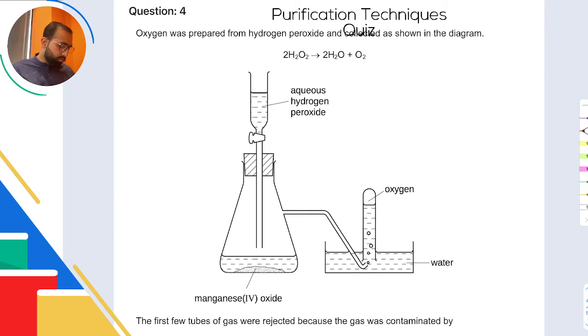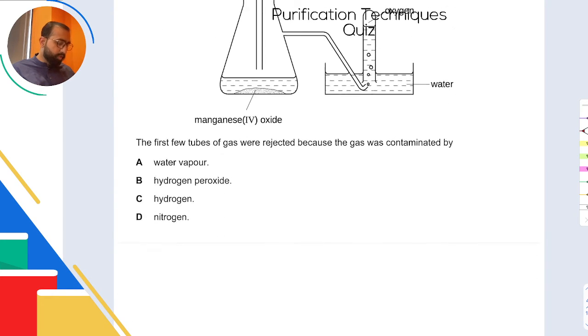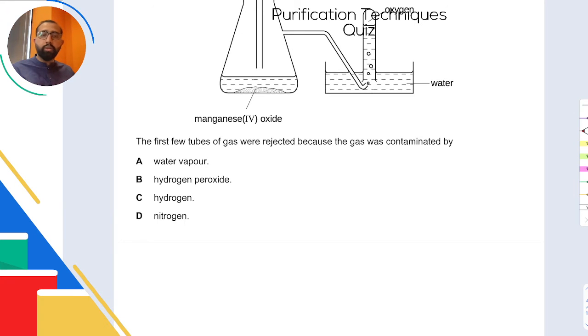So for example, if this started off when water was not completely filling the test tube, then any oxygen that's coming in might also be mixed with nitrogen from the air or other gases that you have. All right, so let's look at the question. The first few tubes were rejected because the gas was contaminated. All right, so we just talked about it. The answer should be nitrogen, because before the oxygen comes in, it is possible for nitrogen from the air to also come in and collect over water here. So that's why our answer is going to be nitrogen. All right.